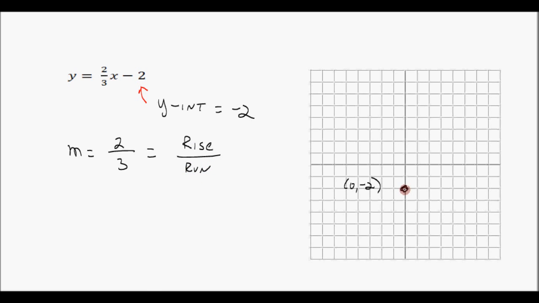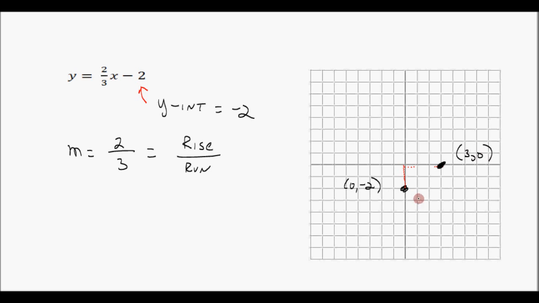Starting here, starting at our first point, we're going to go 2 units in the y direction. That's a +2. Since it's a +2, I'm going to go up 2 units. And then 3 units in the x direction. That's a +3. Since it's a +3, I'm going to move to the right 3 units. So I went up 2 and over 3, and that puts me right here. So that's my second point, which is (3, 0).